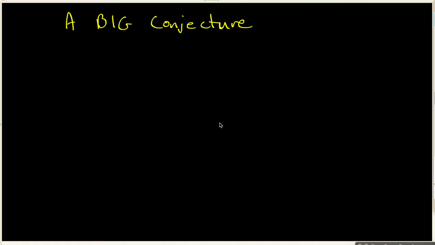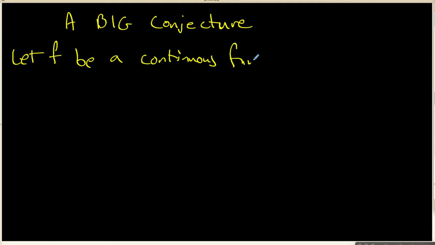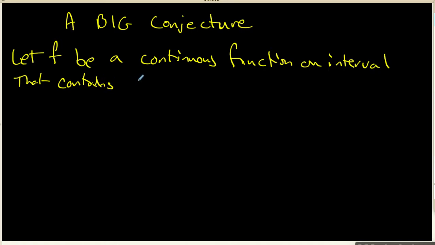In this video, we're going to look at a very big conjecture about the area accumulation functions. This big conjecture was introduced in our last computer lab. To get started, I want to let f be a continuous function on an interval that contains the number a. I'm going to put that a in a different color because I want it to be clear that that is a number.